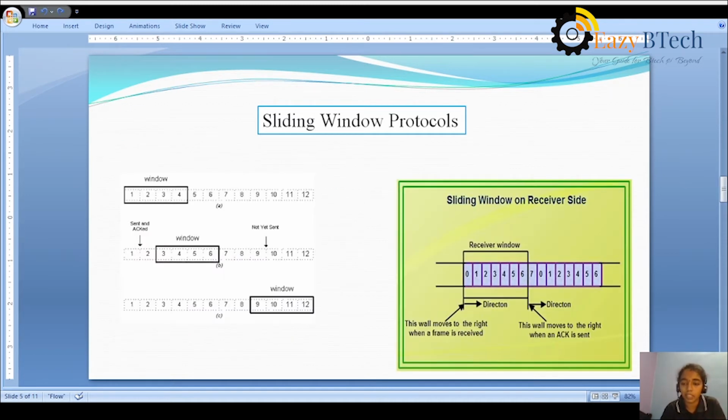Let us see the diagram here, so we have a clear idea about the sliding window protocol.